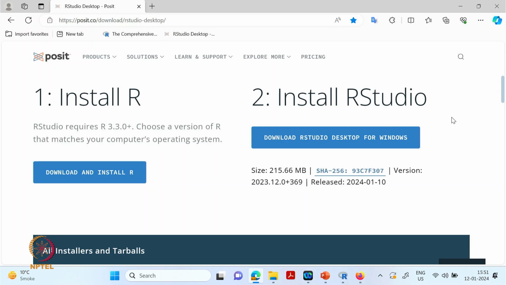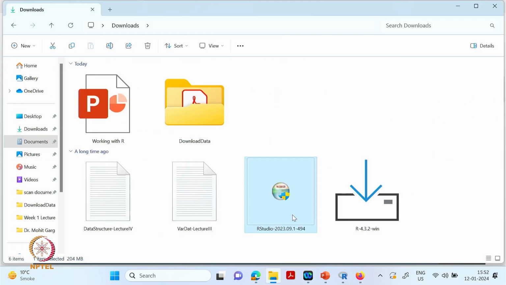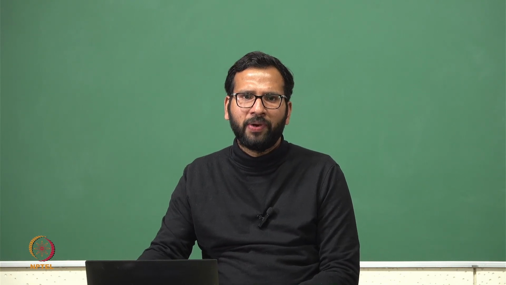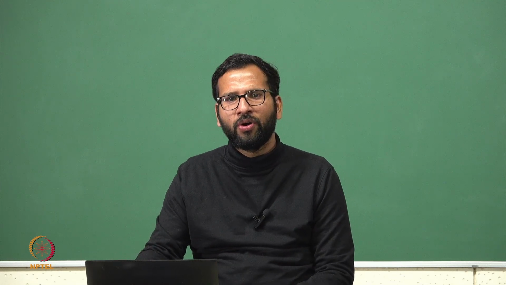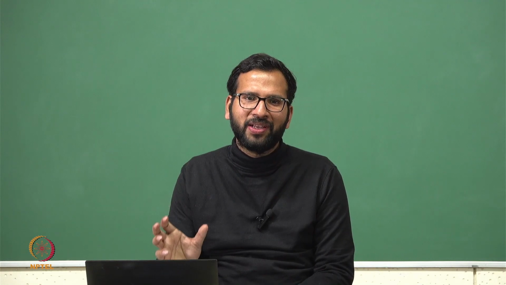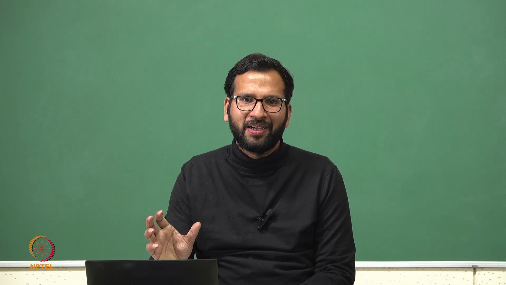Once you download this file, run it with administrative rights and follow the default settings, and RStudio will be installed on your machine. The way we opened the R application in Windows, in a similar way we can open the RStudio application, either by double clicking the RStudio icon on the desktop or through the Windows application menu. If you see on this web page from where you will be downloading RStudio, the option of downloading RStudio is provided at step 2.